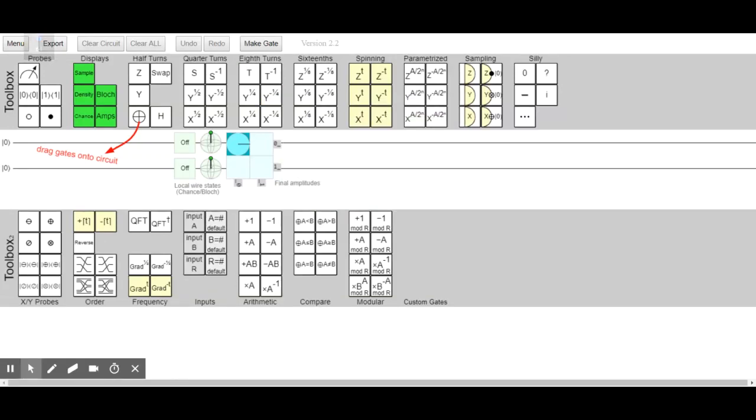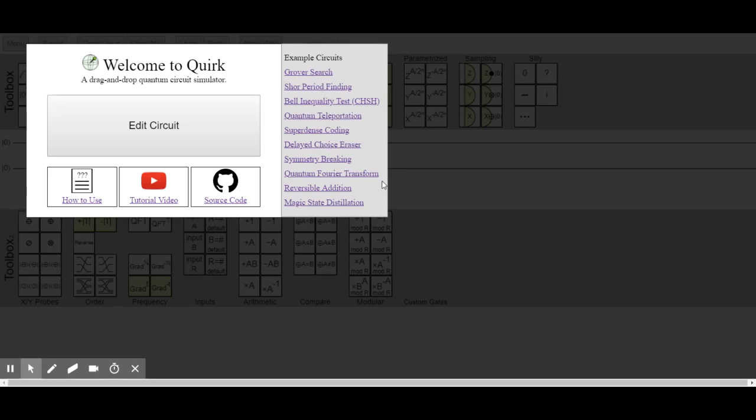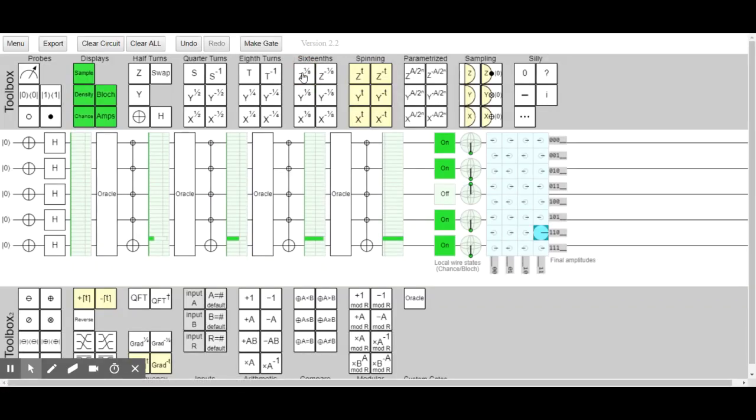Where did all the Hadamards go? Why am I saying that? I'm saying that because I've been taking a look at the example circuits here. The first one is Grover Search, which I did a while ago, and I just opened that. It's like, what is this?